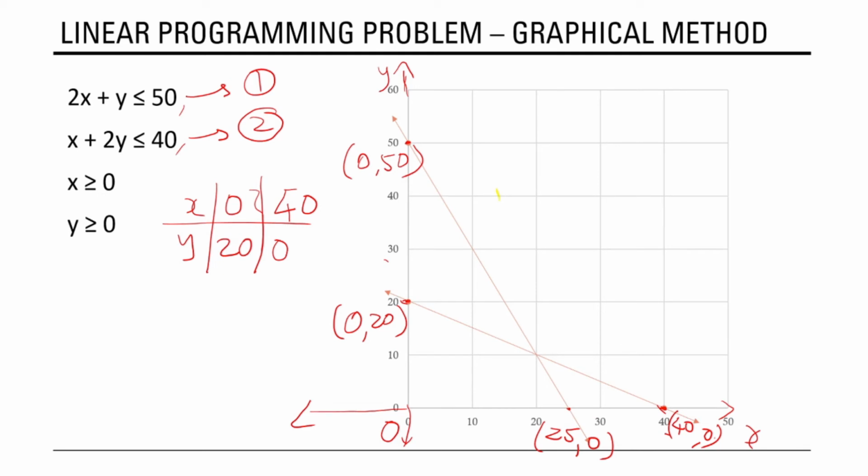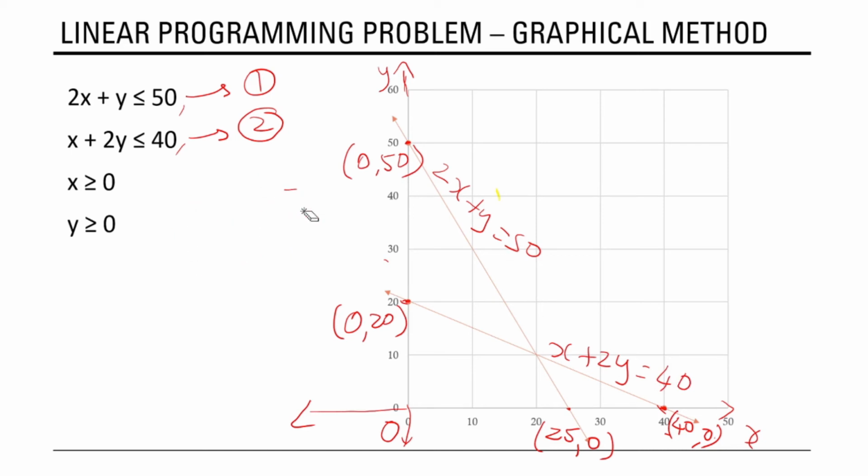It is important for us to write the equation of these lines on the graph paper. So this line is 2x plus y is equal to 50, and the equation of this line is x plus 2y is equal to 40. The next two inequalities, x greater than or equal to 0, y greater than or equal to 0, are nothing but x is equal to 0, which is our y axis, and y is equal to 0, which is the x axis.